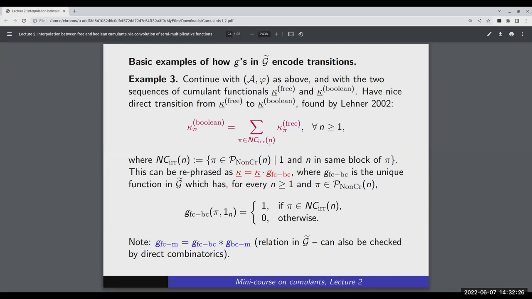Looking at the formula, we know that this transition from free cumulants to Boolean cumulants goes like this: it is on the relevant intervals pi to 1, and it is 1 on irreducibles and 0 otherwise. It's amusing, because you can go from free cumulants to Boolean cumulants and then from Boolean cumulants to moments in two stages, and you get the connection from free cumulants to moments. So you get a formula which has to hold in the group G twiddle, and you can also check it directly by the definitions and some combinatorics. That's the game. This is how the semi-multiplicative functions do these transitions, which simplifies the notation at least.